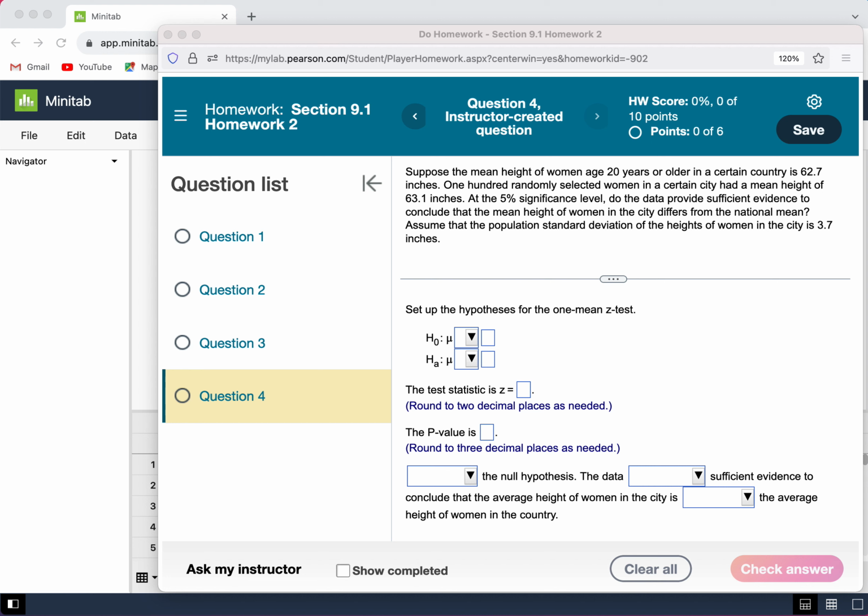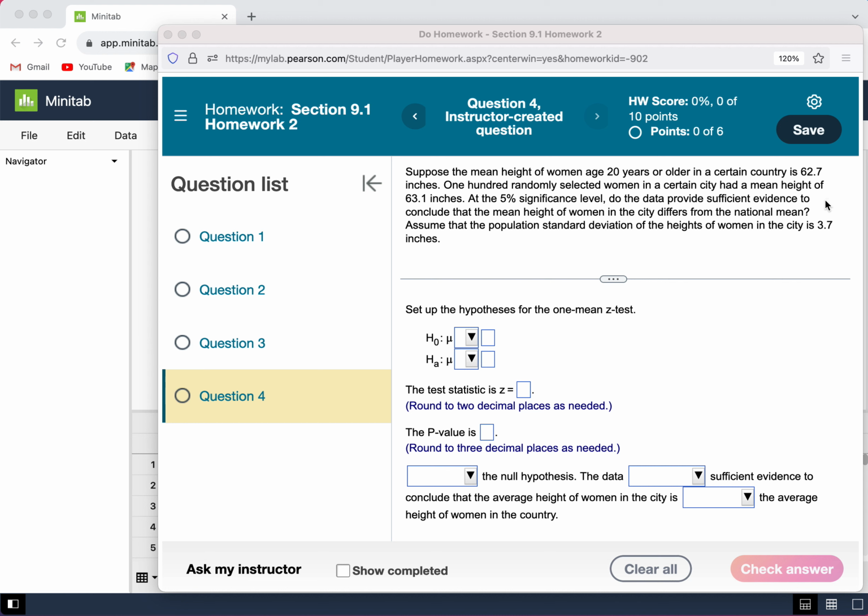In this video, we're going to use Minitab to conduct a hypothesis test for a mean. We're doing this homework problem as an example. It says, suppose the mean height of women aged 20 years or older in a certain country is 62.7 inches. 100 randomly selected women in a certain city had a mean height of 63.1 inches.